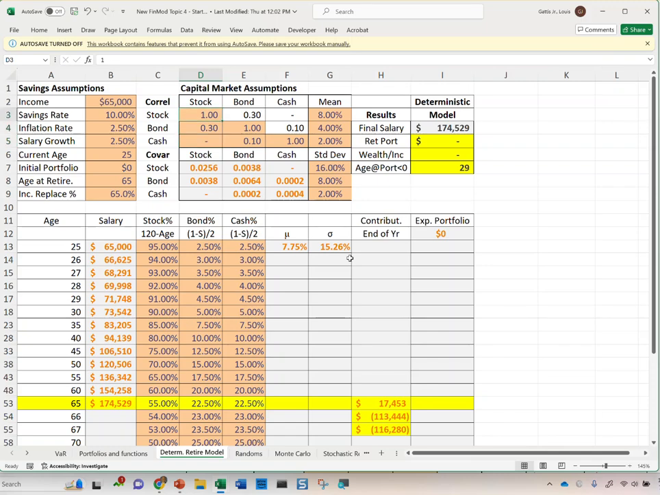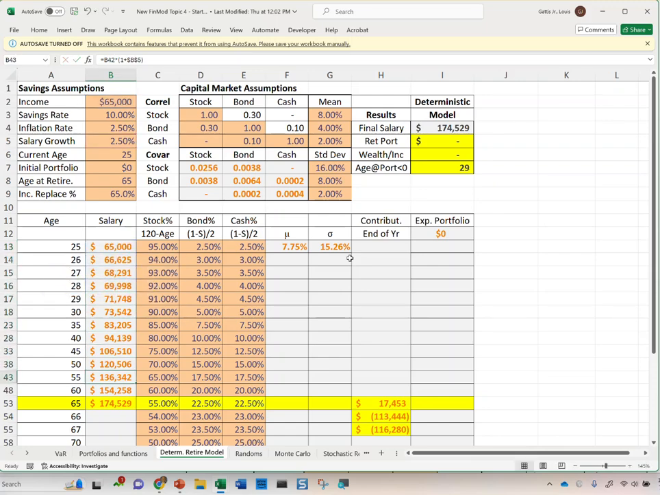Here are some market assumptions. Here's a correlation matrix. Here's a covariance matrix. Here are the asset means for stocks, bonds, and cash, and volatilities for stocks, bonds, and cash. And I've already calculated the person's salary, which is $65,000 today. And then it's going to grow at 2.5%.